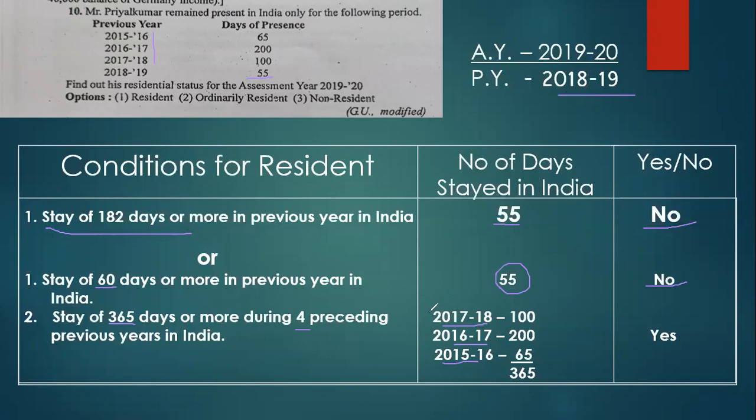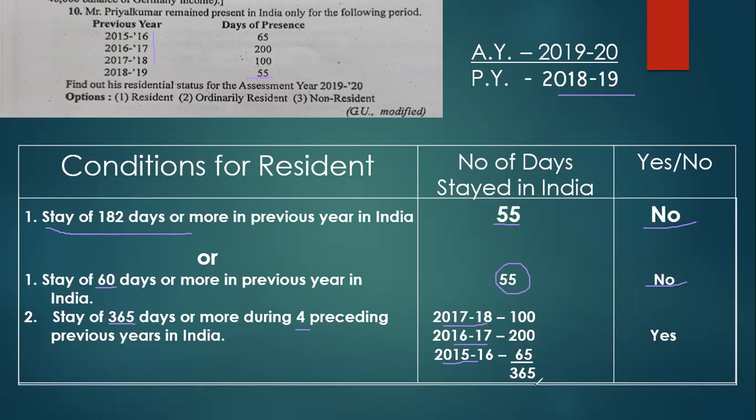Means every year we have to go back and write down the previous year of another previous year. Like 2018-19, before 2018-19 the previous year will be 2017-18. Then we have to go back. This is 17-18, so before 17-18 the previous year will be 16-17, then 15-16. So we have only 3 years, we don't have the 4th year details, so we will not write the 4th year.